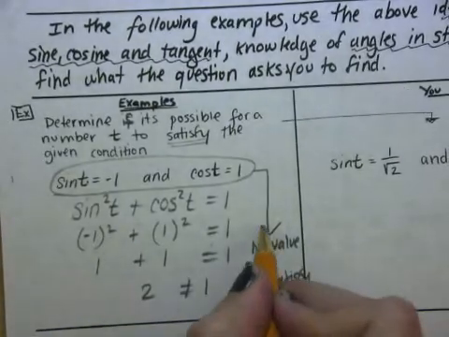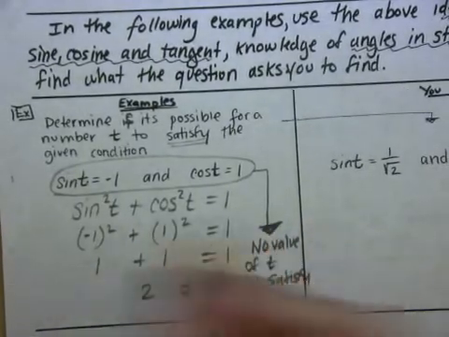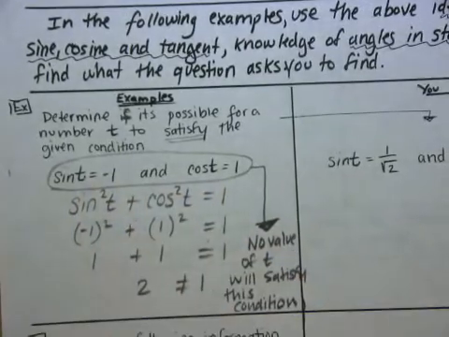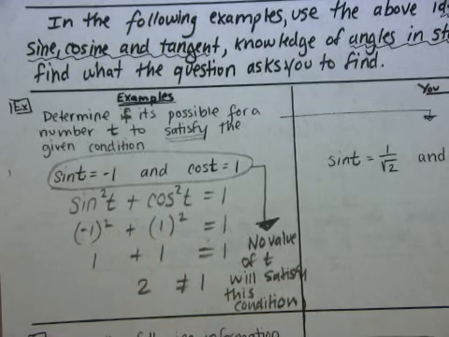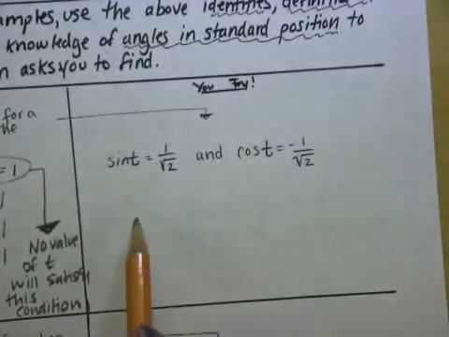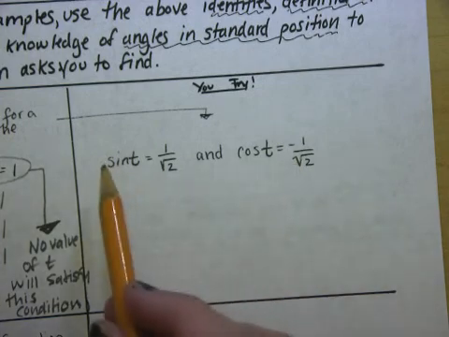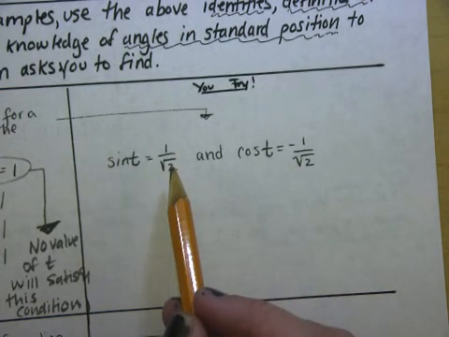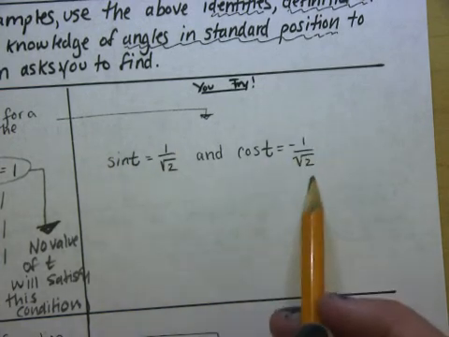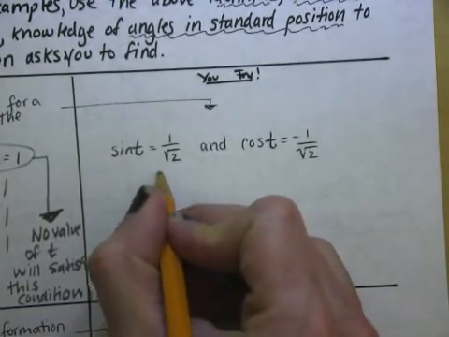Okay. Because when we plugged in those values for sine and cosine into our Pythagorean identity, it didn't maintain the identity. It didn't make this identity true. So if we try the same thing with this example, they gave us a value of sine, they gave us a value of cosine, and said, if sine of t equals 1 over root 2, can cosine of t equal -1 over root 2?